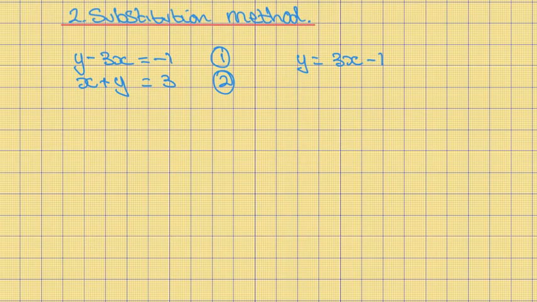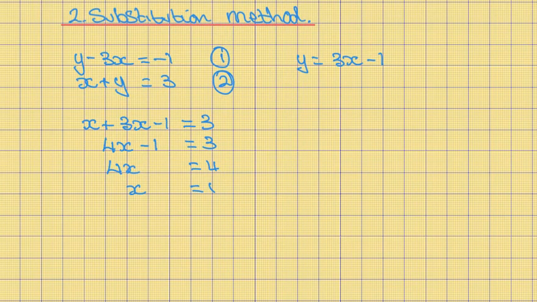So now, using equation 2, I'm going to substitute for y. So I start with x plus, now substitute for y, 3x minus 1 equals 3. Collect your like terms, so you get 4x minus 1 equals 3. So you get 4x equals 4. So x equals 1. Now I have a value for x. I can use that value in one of my equations to find the value of y.